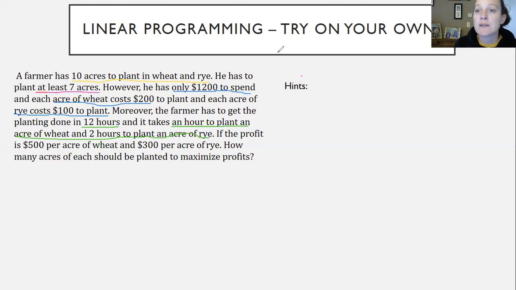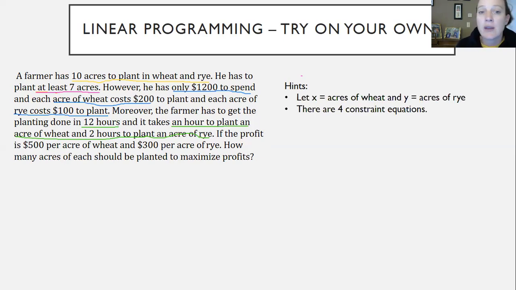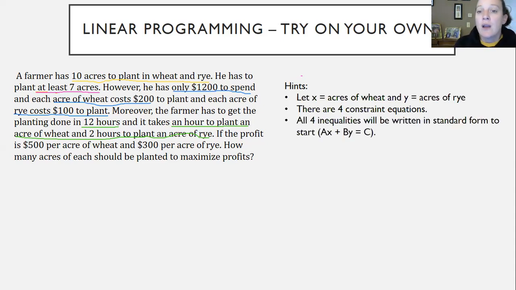So here are some hints for you guys. Just let X equal the acres of wheat and Y equal acres of rye. That'll make your life easy, just like the last problem. Okay, there are four. So yellow, pink, blue, green, four constraint equations. All four inequalities will be written in standard form. So that means, for example, I'm just going to give you the first one. The one in yellow, you're going to have x plus y is less than or equal to 10. He only can plant up to 10. So x plus y is less than or equal to 10. All four will be written in that form.